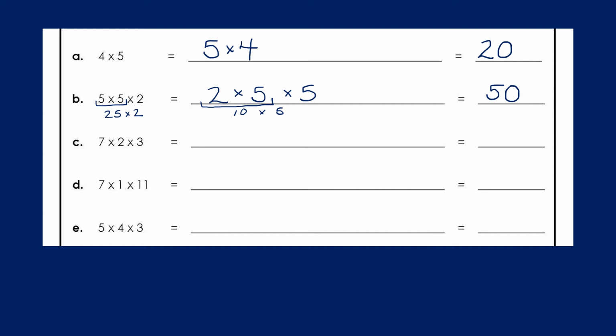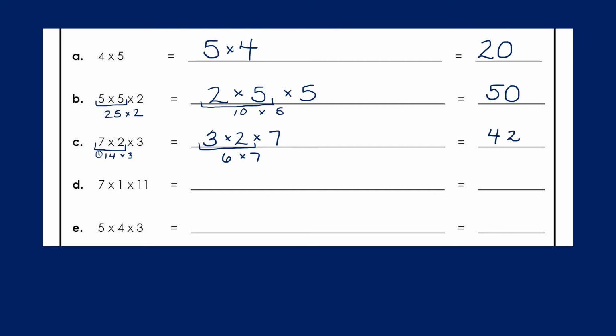7 times 2 times 3. 7 times 2 equals 14. 14 times 3 equals 12. Carry the 1. 3, 4, 42. We could also write 3 times 2 times 7. 3 times 2 equals 6. And 6 times 7 equals 42.